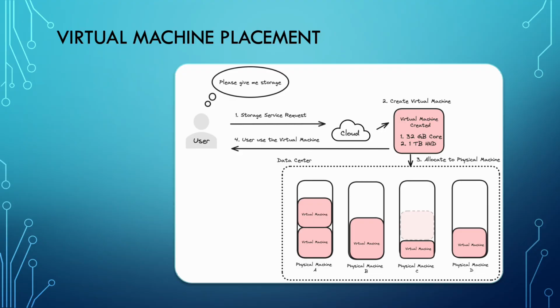The problem that we'll be discussing here is virtual machine placement. As shown in the diagrams, when a user requests a service from the cloud, it will create virtual machines for the user, and the virtual machines will be hosted on physical machines. Virtual machine placement is how we allocate or host the virtual machines on which physical machines.